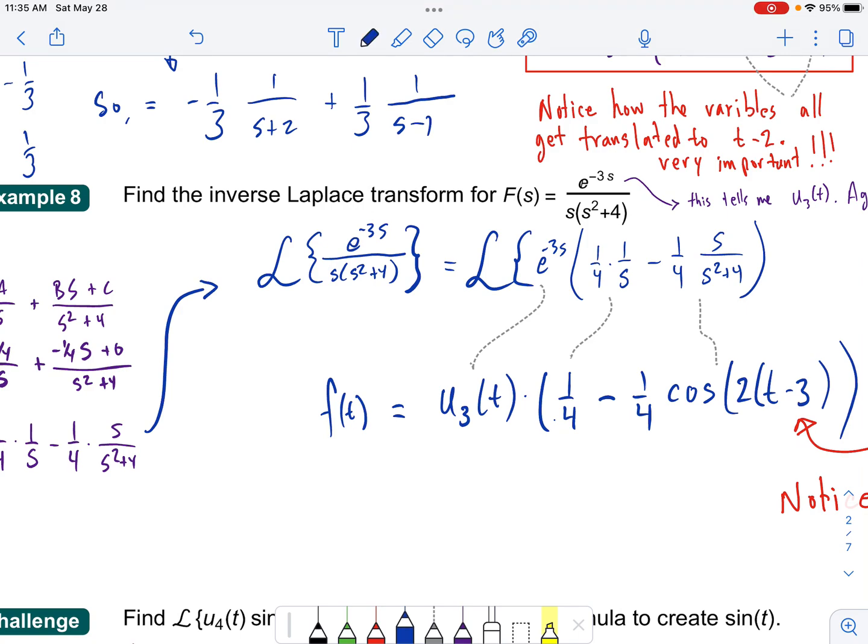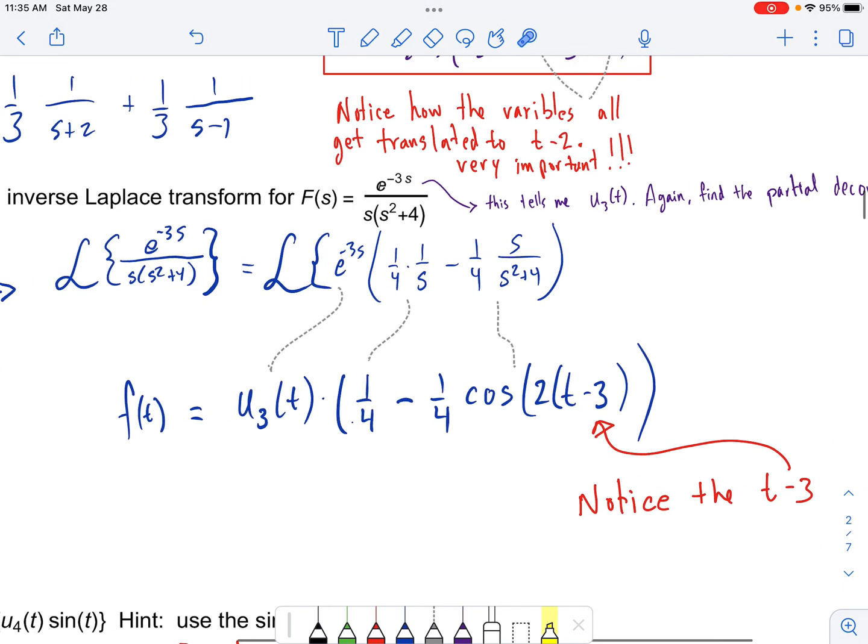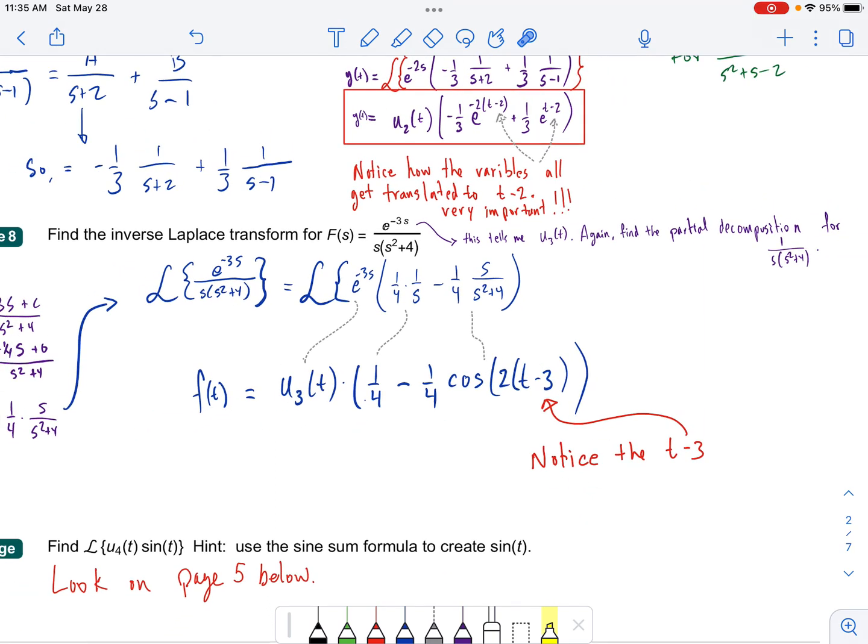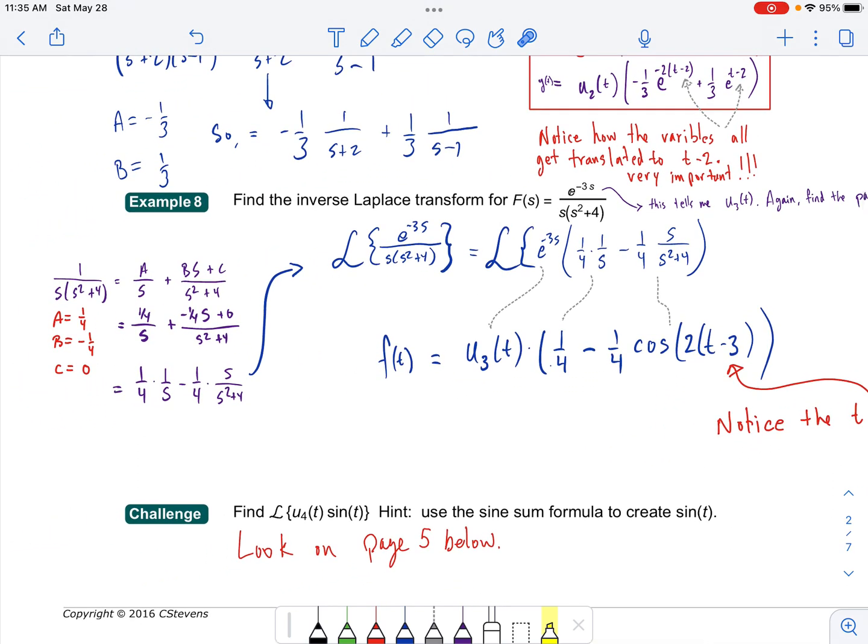And on this one, I can see that we need to have a unit step of 3 from our e to the negative 3s. So kind of peel that away and just think about trying to find the partial fraction decomposition for the other part of that function, 1 over s times s squared plus 4. So when we do that, on the left-hand side, it turns out that A is a quarter, so I'll have a quarter over s. B is negative a quarter, so a negative a quarter times s. And C just turns out to be 0, which is really nice there.